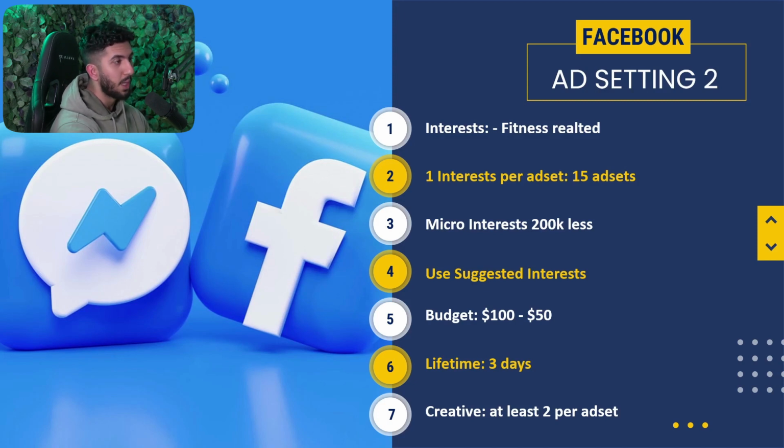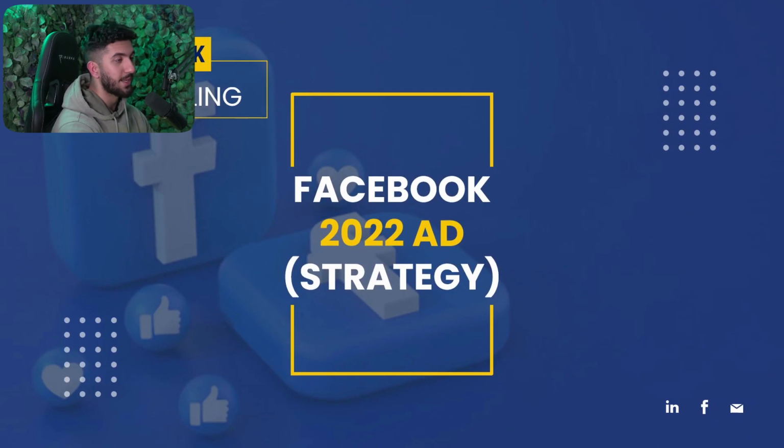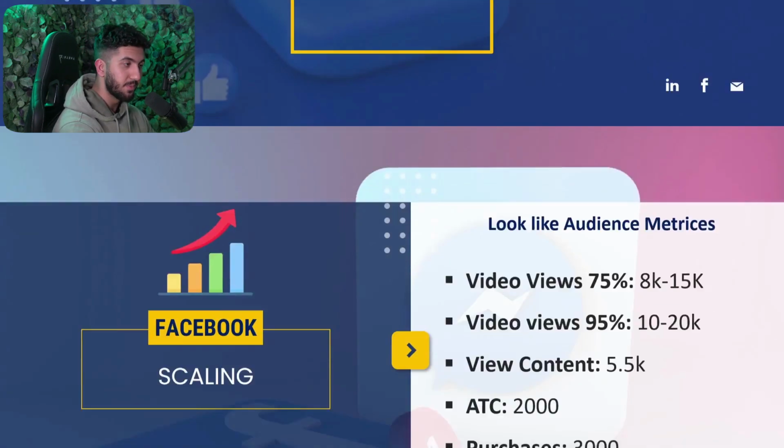And that's why on CBO, Facebook has control over everything. On ABO, you have control over the interest and how much they spend, but you do not have control over how much each creative spends, which is on Facebook's side, and that's the best way in order to get the best results from Facebook. Okay guys, so this was the Facebook 2022 strategy.